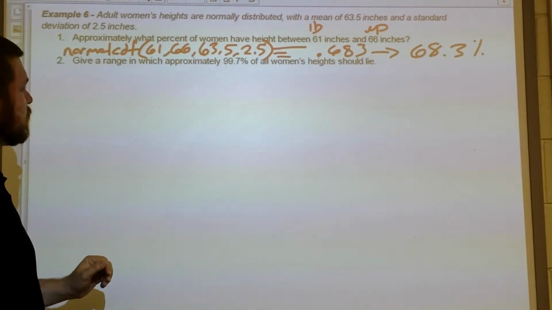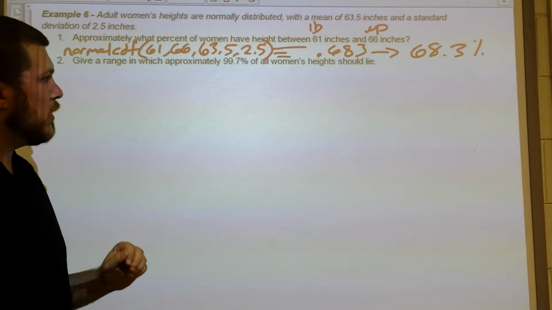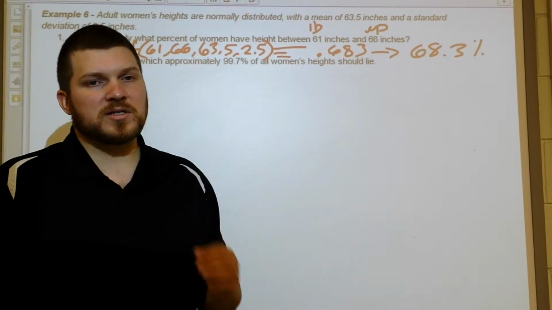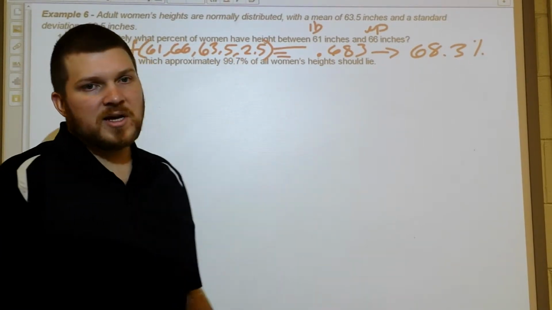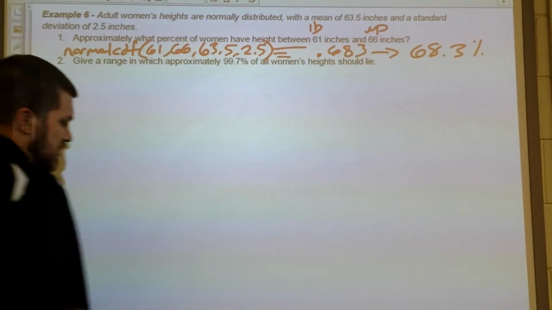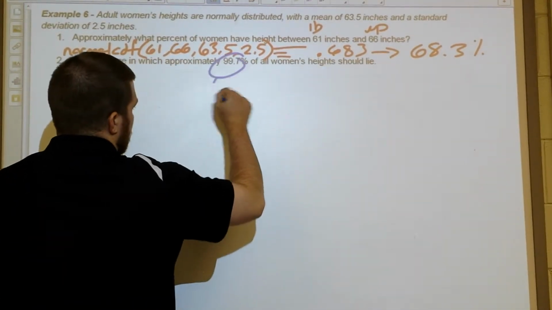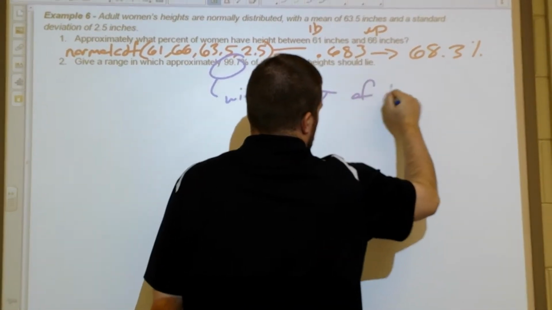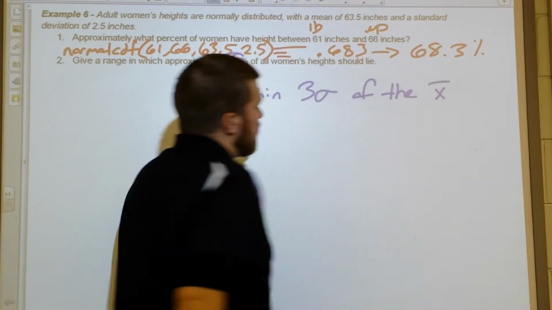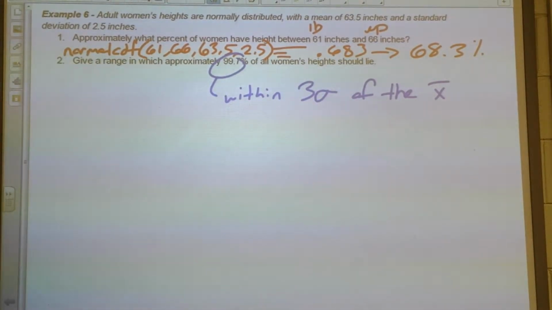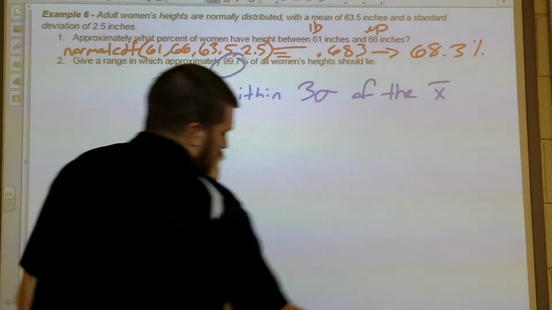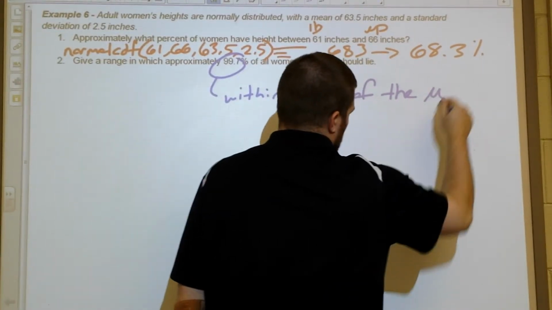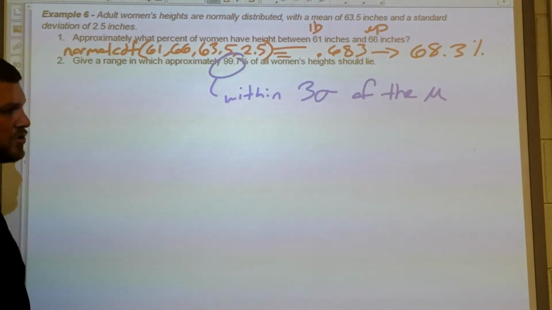Okay. We want to give a range in which approximately 99.7% of all women's heights should lie. Well, that could be difficult, but that 99.7% sticks out to me. That's part of our 68, 95, 99.7 rule. So 99.7 was within 3 standard deviations of the mean. Of the mean, X bar, or mu, whichever symbol you want to use. I like mu better. If you like X bar better, you use X bar, but they essentially mean the average.